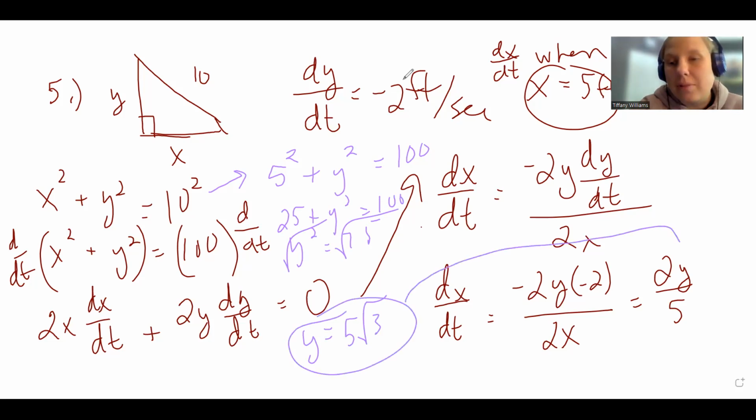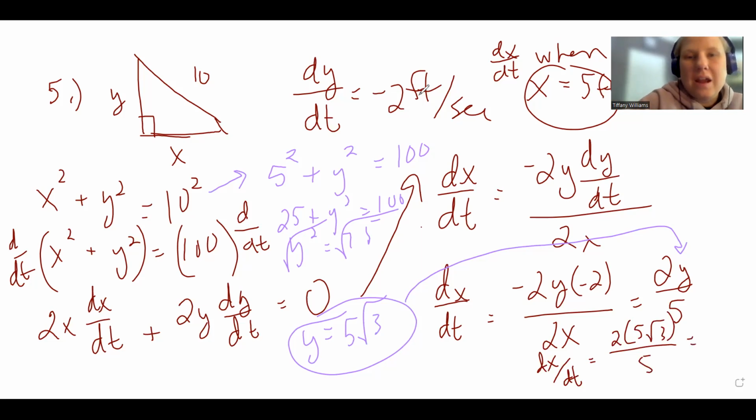So I can use that y in place here. I want dx/dt to be a number. So I'm going to have 2 times 5 on the square root of 3 over 5. Guess what the 5's do? They are going to cancel out. So really, my final answer here is 2 on the square root of 3 feet per second.